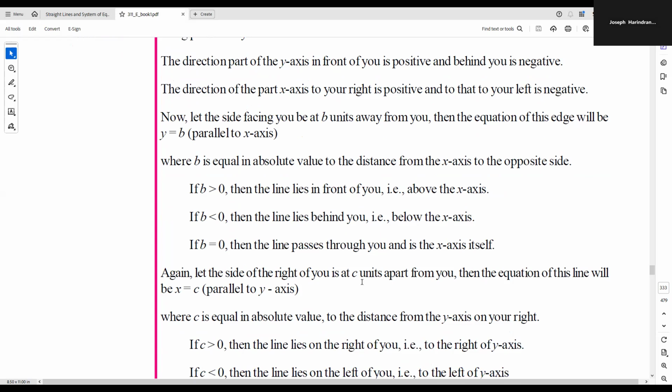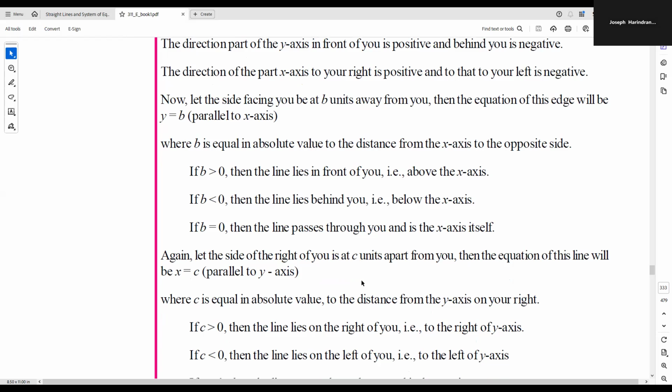Positive side, right of the y-axis is the positive side of the x-axis. So x is equal to 3, for example, plus 3. 3 is to the right of the y-axis and it is parallel to the y-axis. It maintains a constant distance of 3 from the y-axis. And it's a vertical line. You can say it's a vertical line.